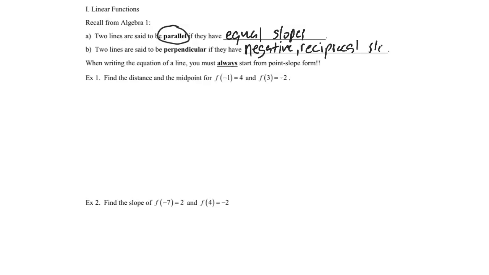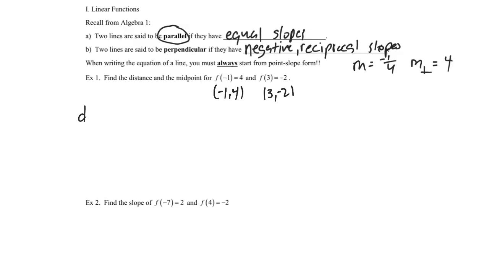Negative reciprocal slopes would mean, for example, if you have one line that has a slope of negative 1/4, then the slope that's perpendicular to that line would be the opposite reciprocal, which would be positive 4/1. So in example 1, we're going to find the distance and the midpoint for these two points, which are given in function notation. f of negative 1 equals 4. Remember, that just means the point negative 1, 4. And f of 3 equals negative 2 just means the point 3, negative 2.